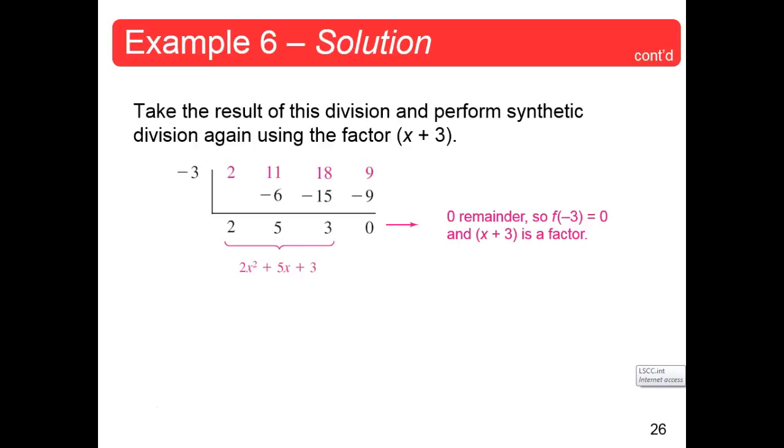Again, skip a line, draw a line, bring down the 2. Negative 3 times 2 is negative 6. 11 minus 6 is 5. Negative 3 times 5 is negative 15. 18 minus 15 is 3. Negative 3 times positive 3 is negative 9. 9 minus 9 is 0. Got another solution, x equal to negative 3. Got another remainder, factor x plus 3. Okay?